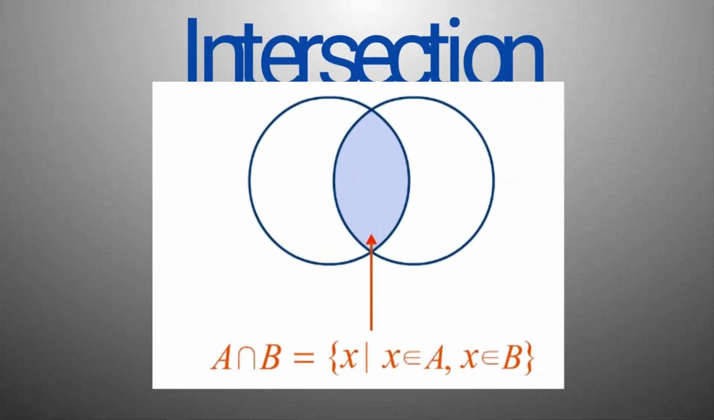Using set builder notation, we can write the definition of an intersection of two sets formally as follows. The intersection of sets A and B is the set of all elements X such that X is a member of A, and X is a member of B.